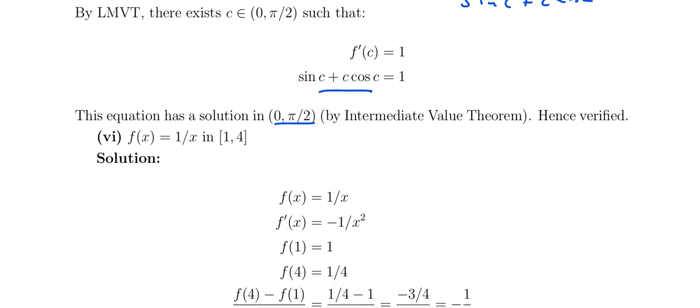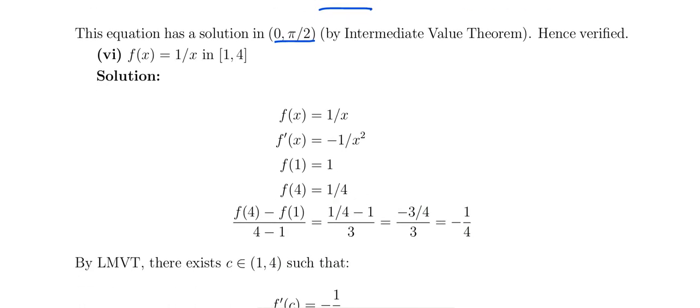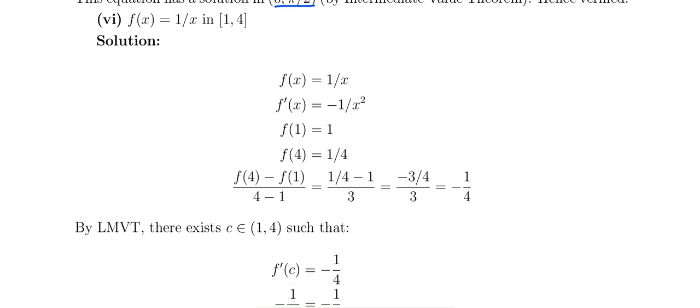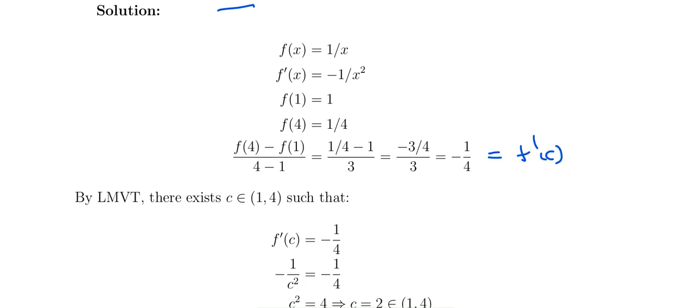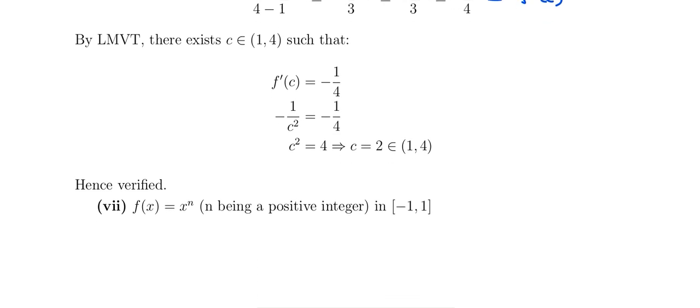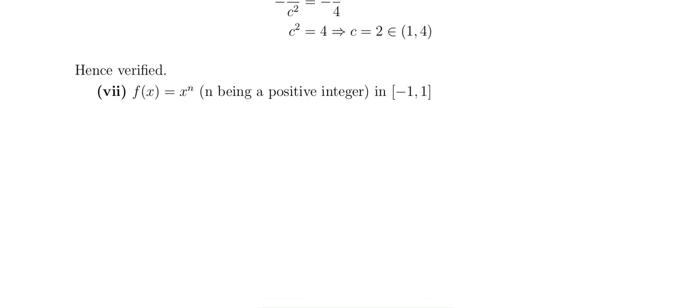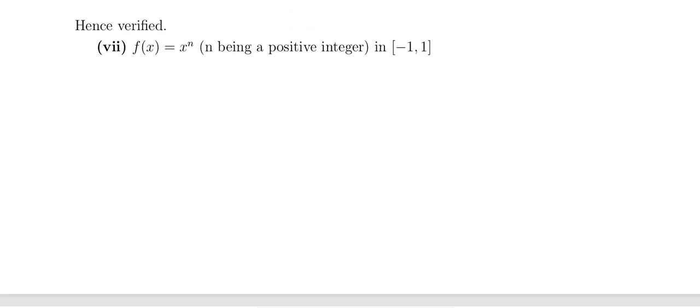In the same way, 1/x. If you take 1/x on 1,4, its derivative is minus 1/x square. This is equal to f dash of c. Okay, this is for n being a positive integer, x power n.